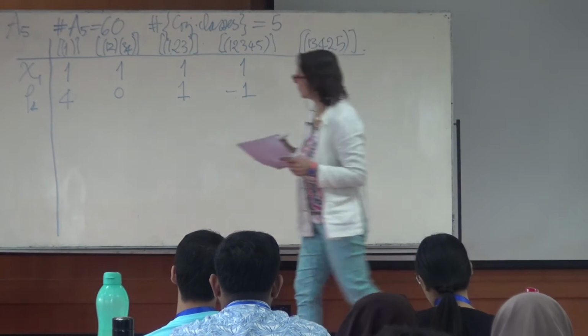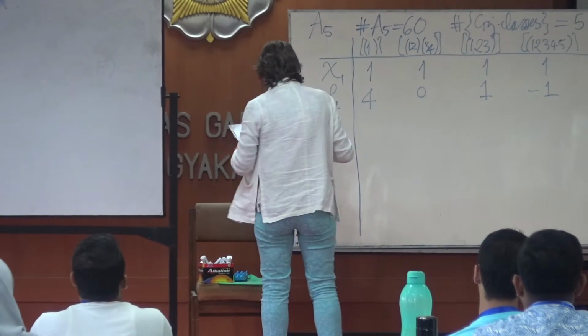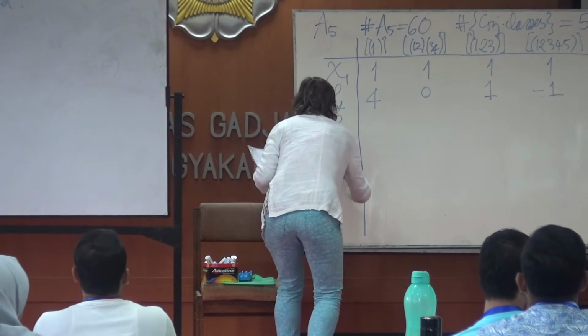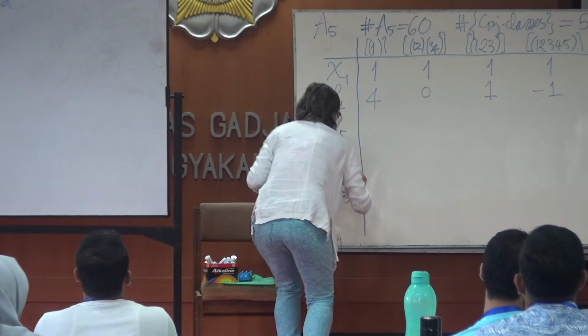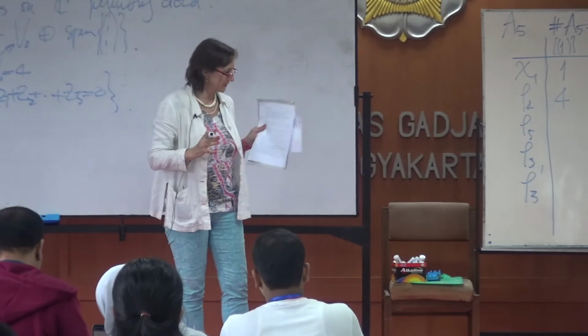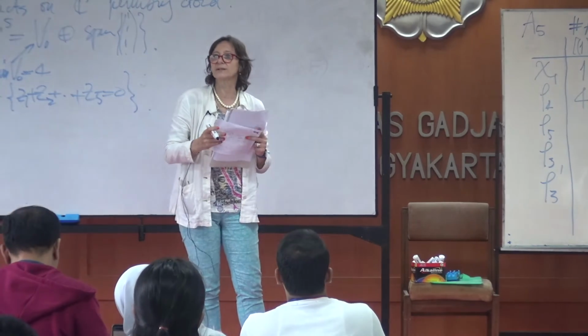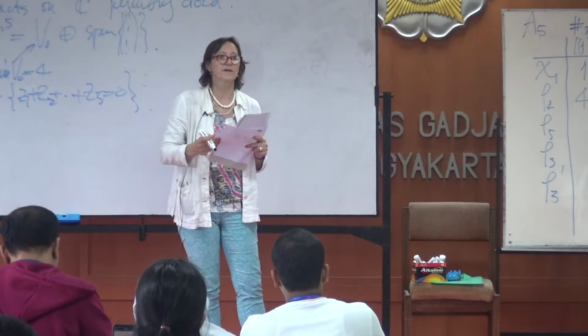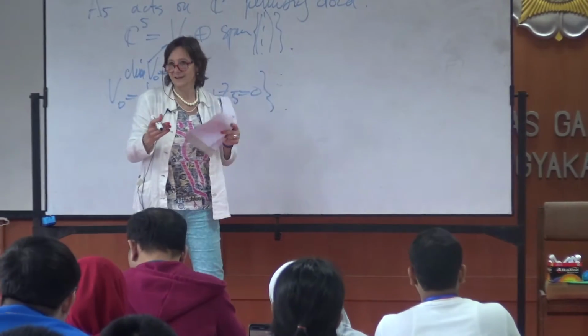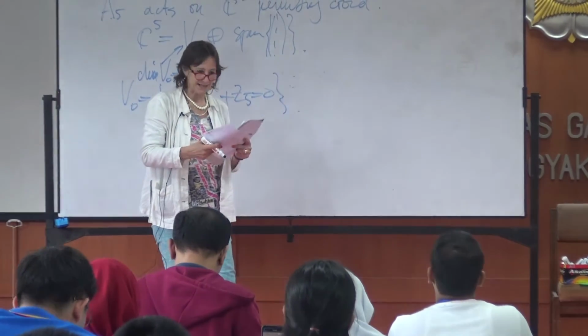Now we have a few more to construct, which are called rho 5, rho 3, and rho 3 prime. And we will fill this table using all the properties of the character table that we have seen so far. Actually, a few more tricks with respect to the last exercise session.